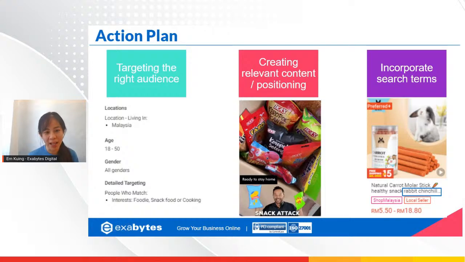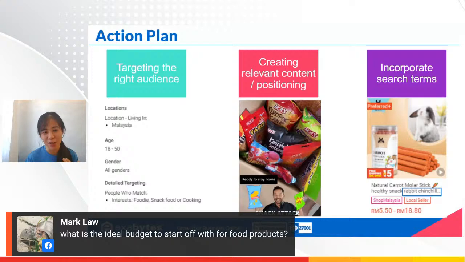There's a question on what is the ideal budget to start off for food products. It kind of depends on your sales target, right? Earlier I showed how you reverse calculate your sales target. So it depends on how much sales you want to achieve, but ideally you would want to have enough budget so you would be able to get enough data for A/B testing. It's quite difficult to give a definite answer to this question without some context. So maybe at the end of this session, you can reach out to my email and then we can discuss this further.